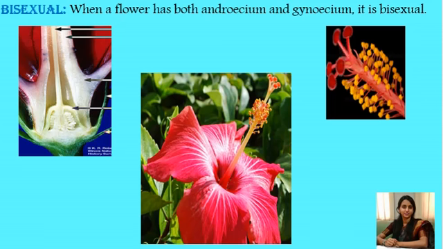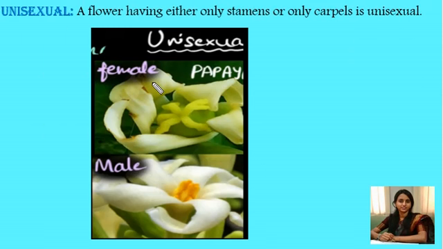Whereas some other plants consist of unisexual flowers. First try to understand what are unisexual flowers. The unisexual flowers have either only stamens or only carpels. A flower may consist of only the female reproductive part, or a flower may consist of only the male reproductive part. For example, such types of flowers we can observe in the papaya plant, then cucumber, or the members of family cucurbitaceae.